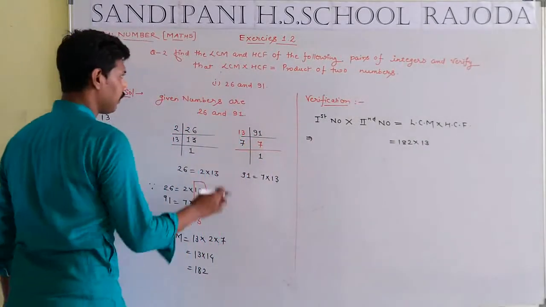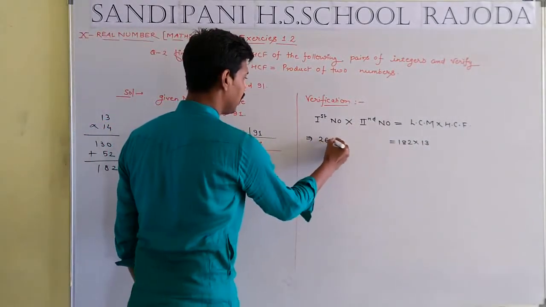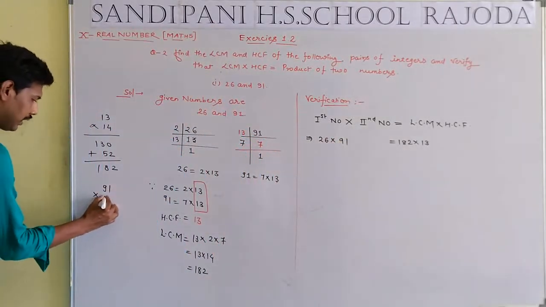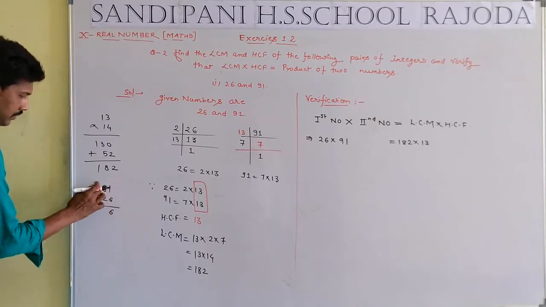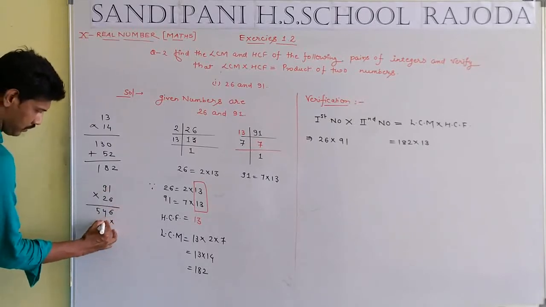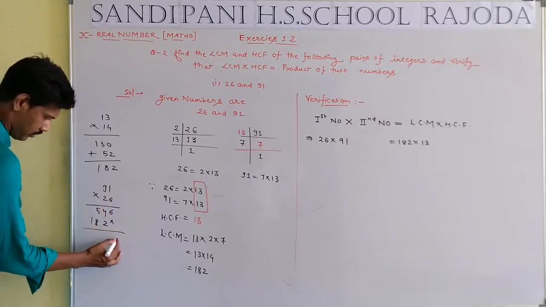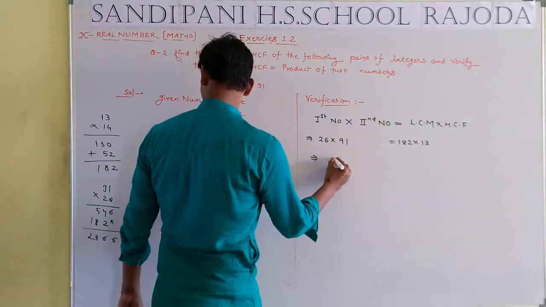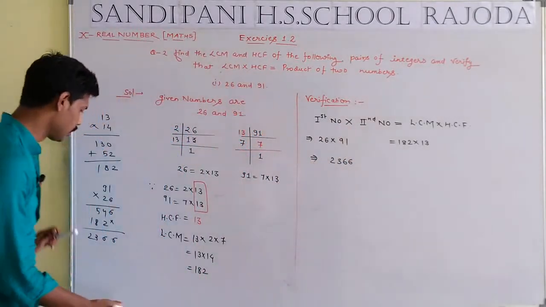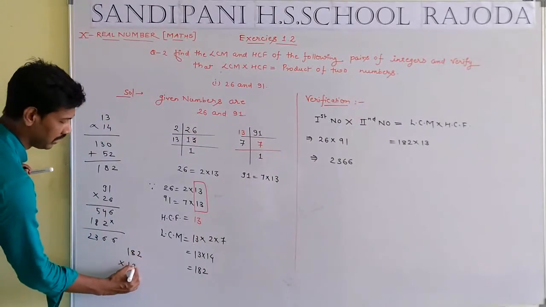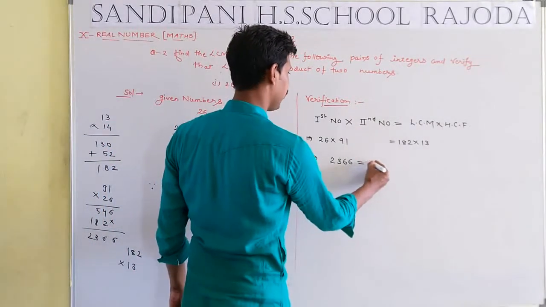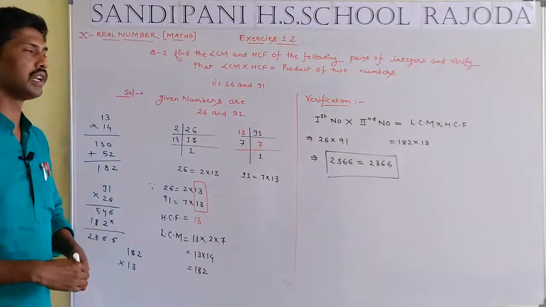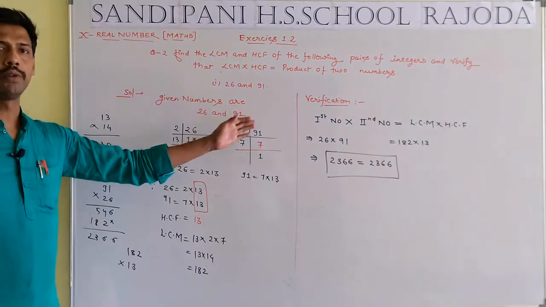First number will be equal to 26 and 91. 26 into 91, multiply. It will be equal to 2366. Also multiply 182 into 13, which will be equal to 2366. The statement LHS and RHS both are equal. That is the verification part of the given question.